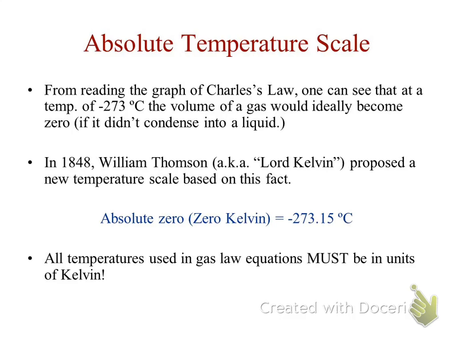Now, this was discovered in 1848 by, as we know him, Lord Kelvin, who proposed the temperature scale based off of this. So, for our gas law equations, we're actually going to utilize the Kelvin scale, where 0 degrees Celsius is going to be 273.15 Kelvin. Absolute zero being the point where all molecules and things will stop moving.